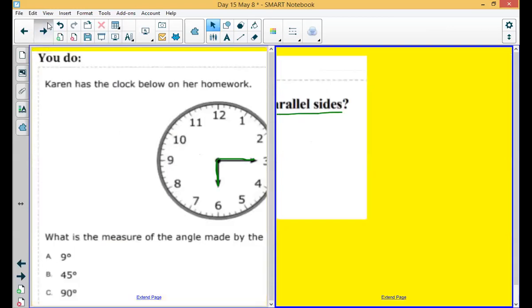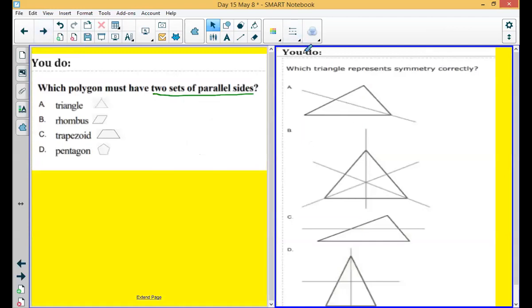Then your last problem is a you-do. It says which triangle represents symmetry correctly. Remember with symmetry, one side has to be identical to the other side. So here's my line of symmetry. You look at this part of the triangle. Does it look exactly like this part of the triangle? If it does, then that's a line of symmetry. If it does not, it is not a correct line of symmetry. So you have to figure out which one of these has the correct lines of symmetry, okay?